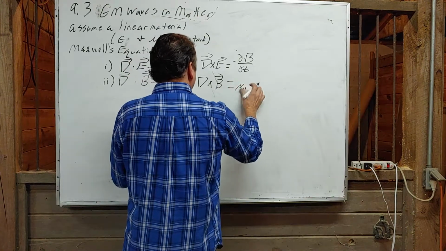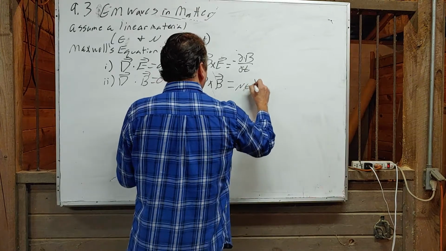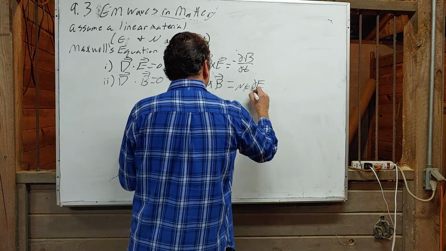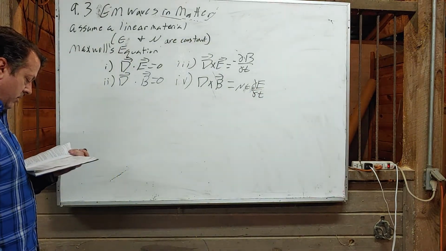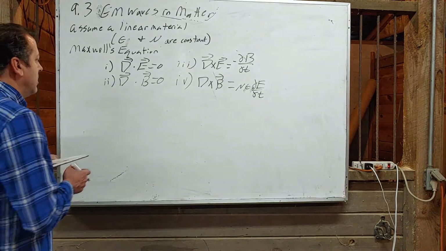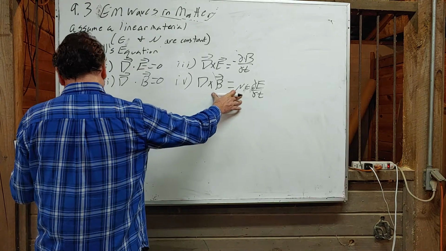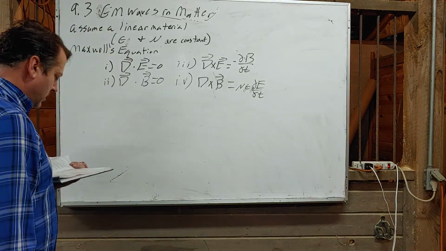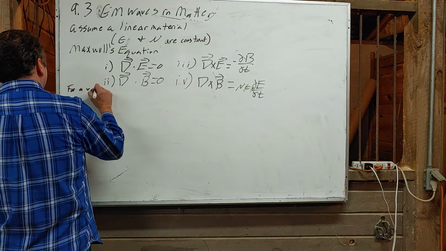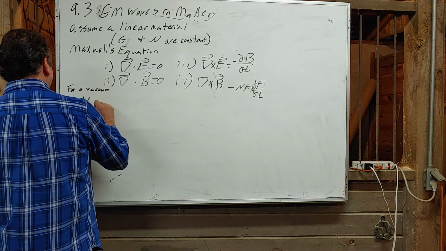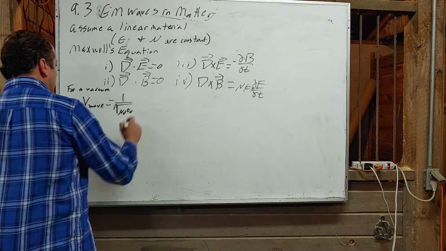It is going to be not mu naught epsilon, mu epsilon. I'm so used to writing it. Partial E with respect to t. Now, that's similar to a vacuum, except for this one here, where we would have mu naught epsilon naught. Now we have mu and epsilon. And we use that mu naught epsilon naught, we said, for a vacuum. The velocity of that electromagnetic wave is 1 over the square root of mu naught epsilon naught.